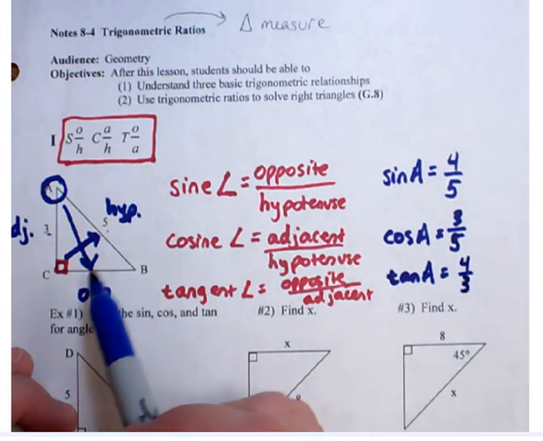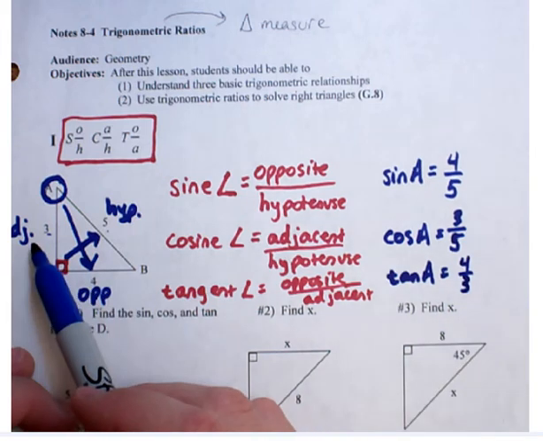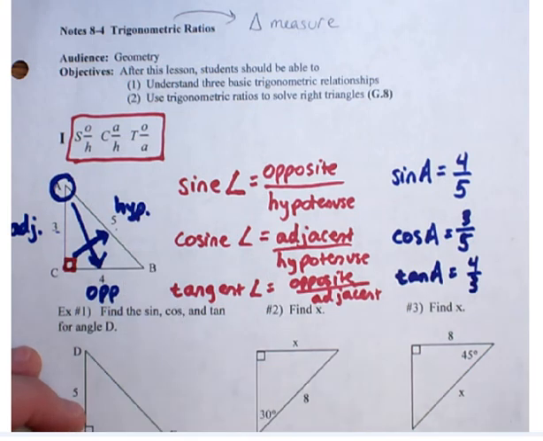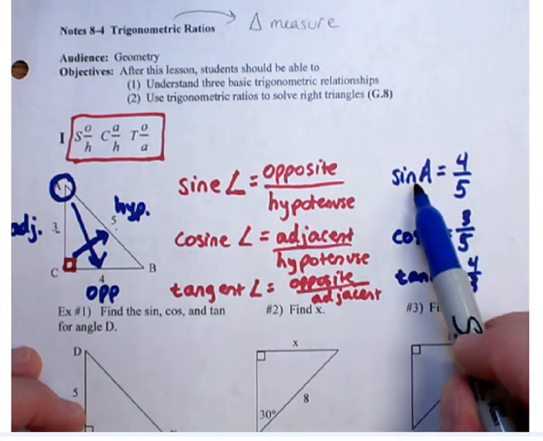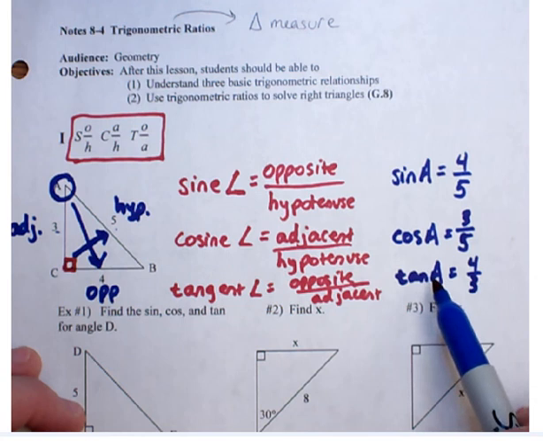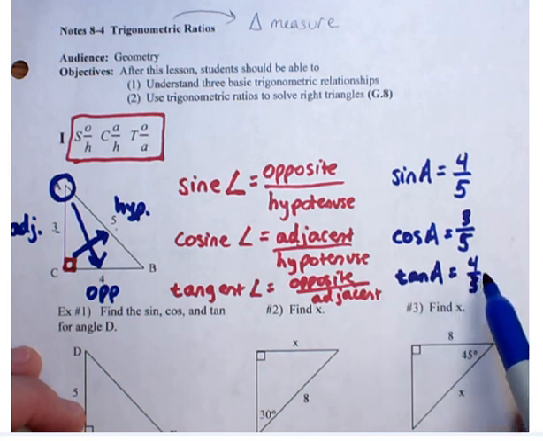When I solve these problems, I like to label the sides adjacent, opposite, hypotenuse, because then I just have to match them up to the ratios. I just match them up. When you write this, it's always the sine of an angle, the cosine of an angle, the tangent of an angle equals a fraction, and the fraction is the ratio of your sides.